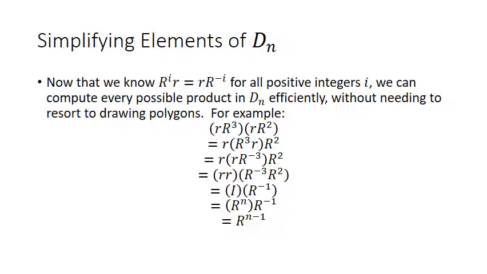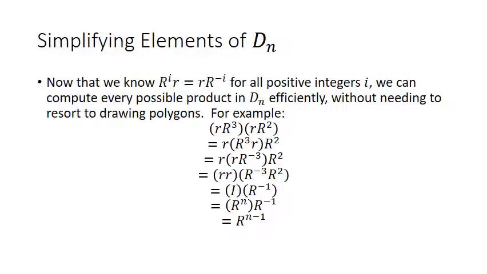Okay, simplifying elements of Dn. So now that we know that equation that we had just proven, we can compute every possible product in Dn really efficiently without needing to draw any polygons at all. You guys remember how hard it was to compute those products with drawing polygons? And I gave you that extra credit problem too, where you had to fill it in using kind of a Sudoku method, but even that Sudoku method is not going to speed you up that much because you need a lot of it to be done before you can use it.